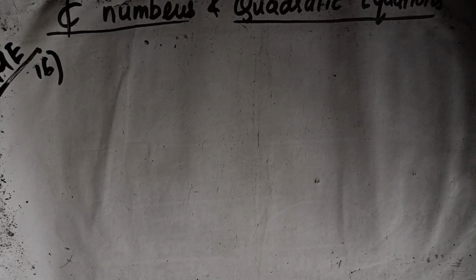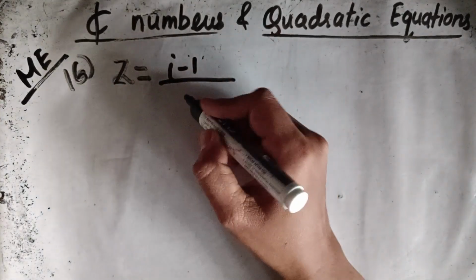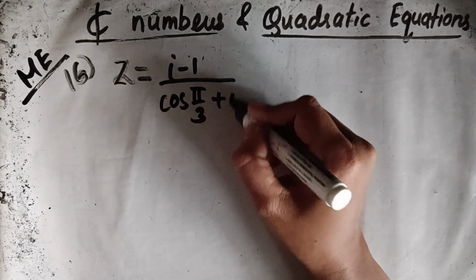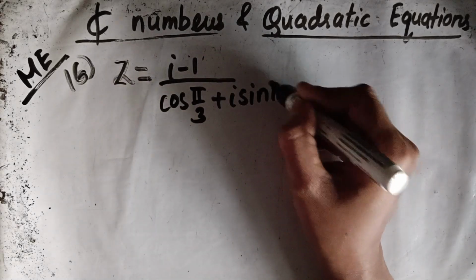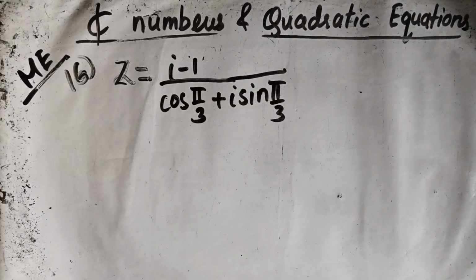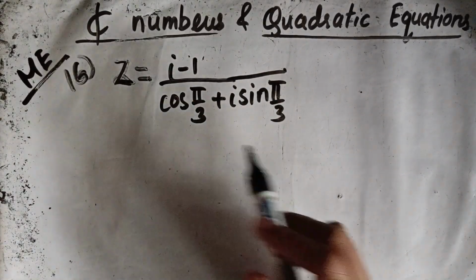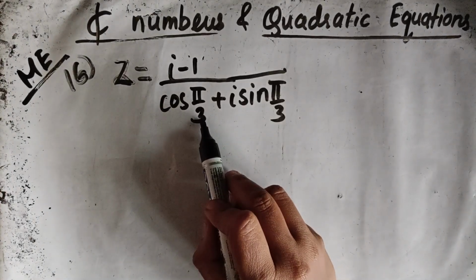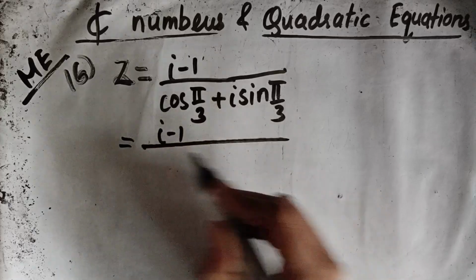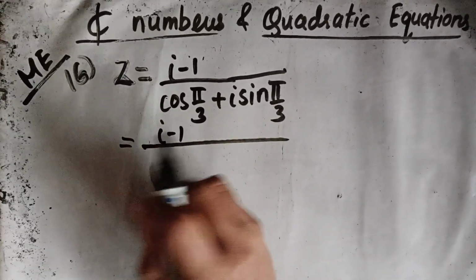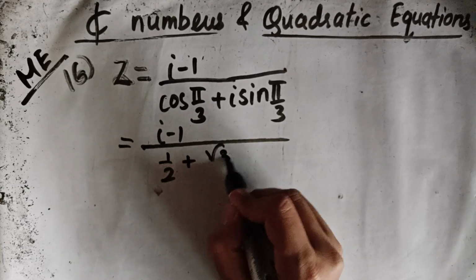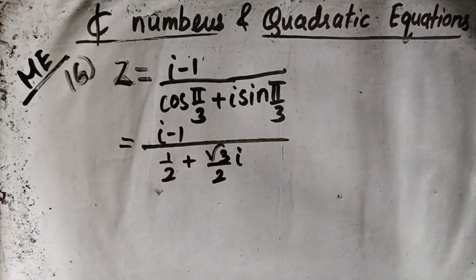Convert the complex number 1 upon cos pi by 3 plus i sin pi by 3 into polar form. First you write the values of cos pi by 3 and sin pi by 3. This is 60 degrees, right? So cos 60 is half and sin 60 is root 3 by 2 i.